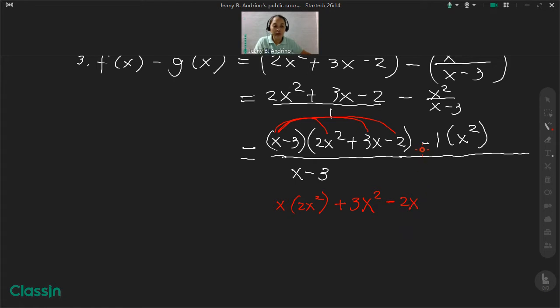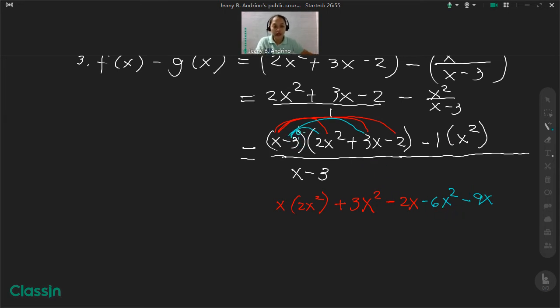And then we go for the second term of your binomial. So we go for this one, the negative 3. We distribute that one here. So negative 3 times 2x squared. That will be negative 6. Because negative 3 times 2, that's negative 6. And then we simply copy x squared. Next, we go for distributing negative 3 to your 3x. So negative 3 times positive 3x, that will be negative 9x. Because we have here 3 times 3, that's 9. We simply copy our x.